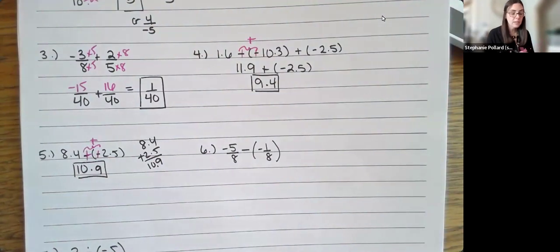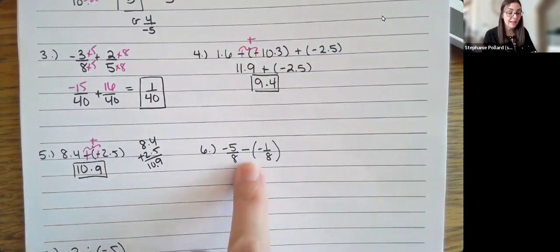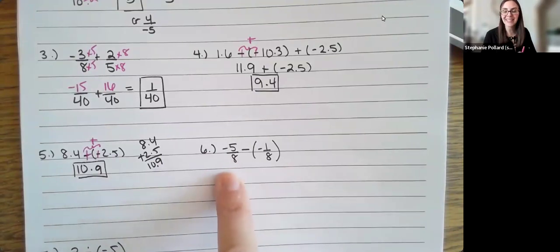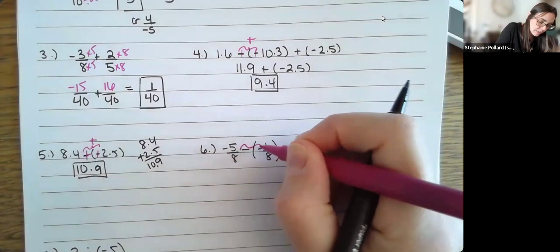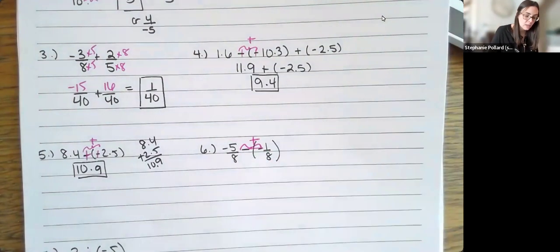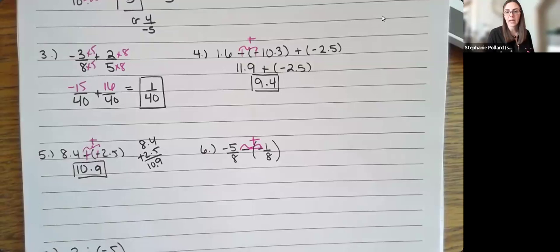Here I have fractions. I do see I'm subtracting, and luckily I already have common denominators, which is great. So I can jump right in. Again, this right here is going to just become a big plus sign. That's it. So this is -5/8 plus 1/8.